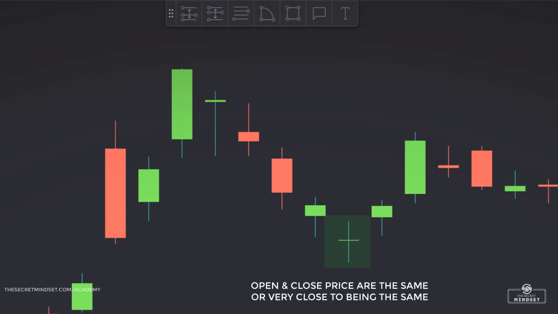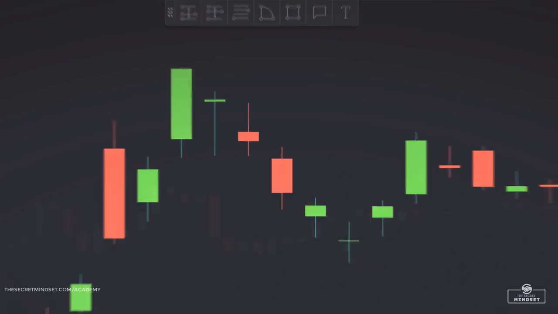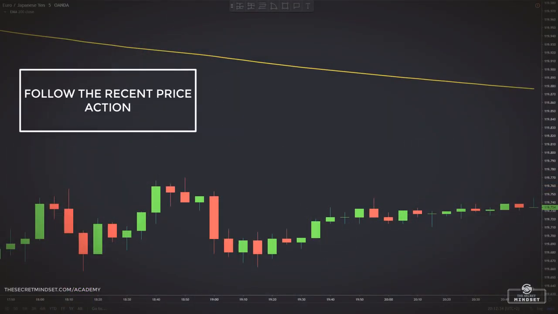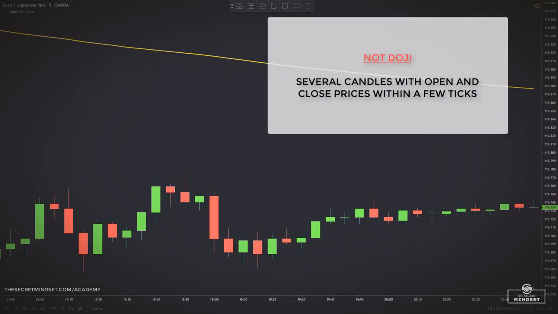However, something must be considered. If the difference between the open and the close prices is within a few ticks, this could also be interpreted as a Doji. When you're not sure if a candle should be considered a Doji or not, just follow the recent price action. If the previous candles had open and close prices within a few ticks, then probably you should not consider the current candle as a Doji. If the pattern forms alone, that's a valid Doji.